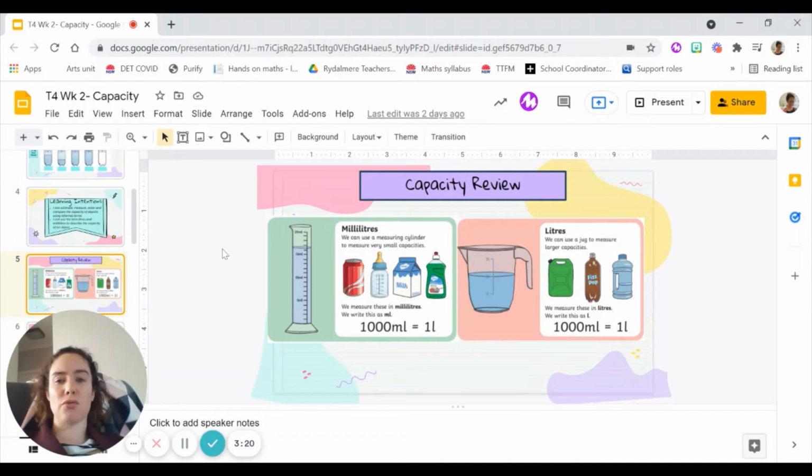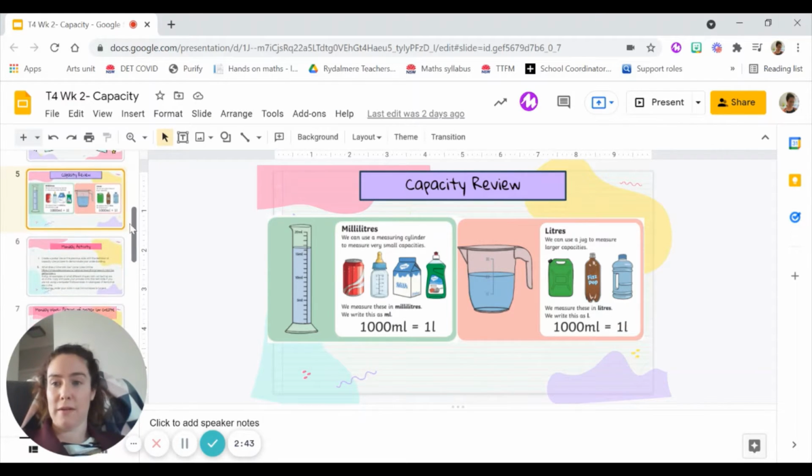So milliliters, we can use a measuring cylinder to measure very small capacities. So milliliters is for the smaller measurement of liquids, and you can see some examples there. And liters, we can use a jug to measure larger capacities. We measure these in liters, and you can see some larger measurements there that we would use for things that we would measure in liters. So smaller things are using milliliters, bigger things are using liters. And you might notice the word milli at the start of that, which is like how we say millimeters for when we're measuring under a centimeter. So it's referring to the smaller amount of a measurement.